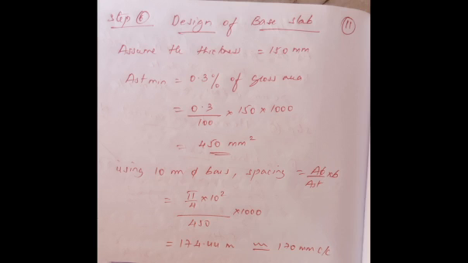So 0.3% of gross area means 0.3% of BD. You can see B we are taking as 1000, a unit width, and 150 is the depth of the base slab. So 450 mm square, we are using 10 mm dia bars and the spacing we are getting is 170 mm center to center. So anyway, we have completed the problem here. We have got the horizontal bars at the corner as well as at the center of long wall and short wall, and these are the vertical bars, and the base slab has also been designed. So this is how the water tank will be designed.